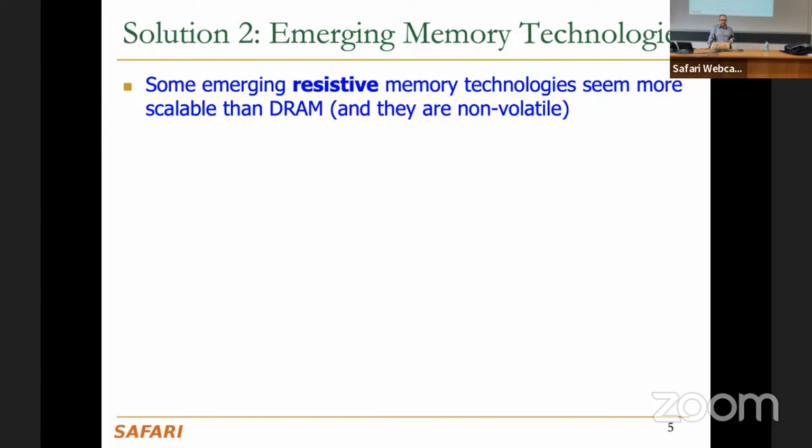There are some emerging resistive memory technologies, and they seem more scalable than DRAM, and they are also non-volatile. Remember that DRAM is volatile, meaning that you need to have it connected to electricity to keep it charged, and you also refresh it. But these resistive memories are non-volatile, so they don't need electricity to keep their data.